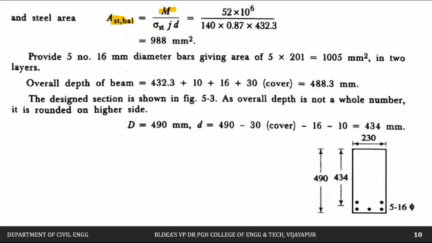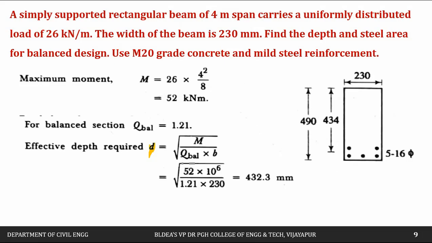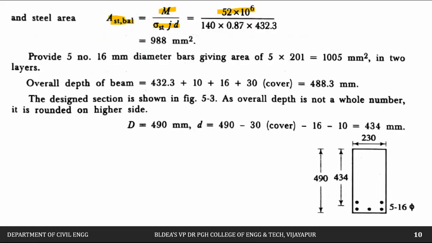M is 52 into 10 raised to 6. So it is in kilonewton meter, we will try to convert it into Newton mm. Multiplied by sigma ST is 140, J is 0.87, D is 432. If you do, you will get the answer as 988 mm square. This much area of steel is required.